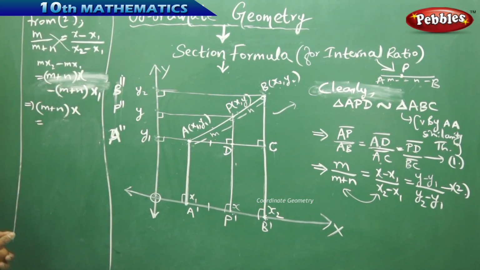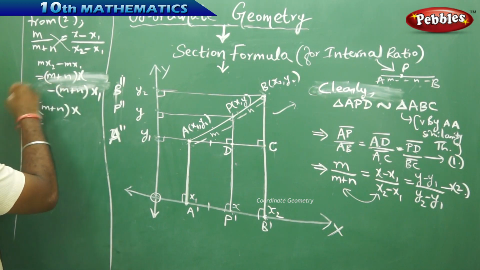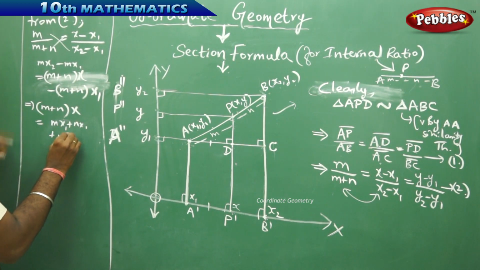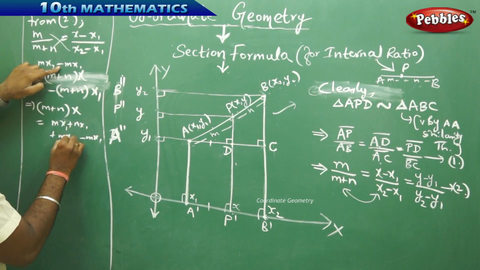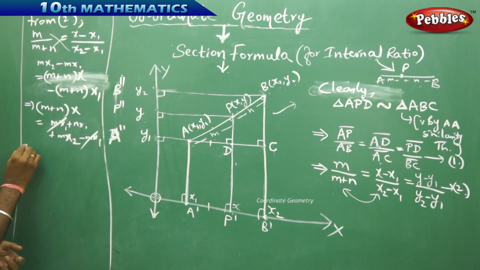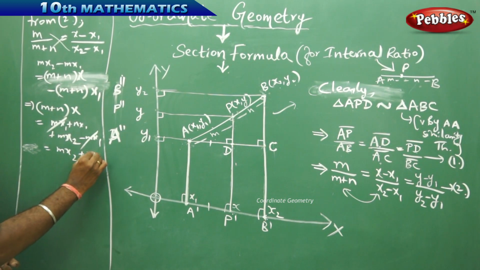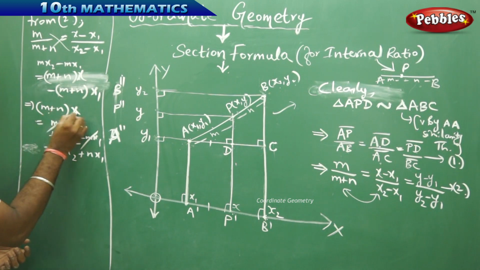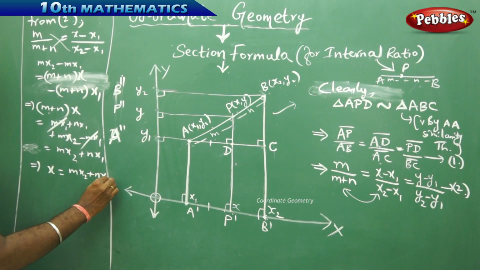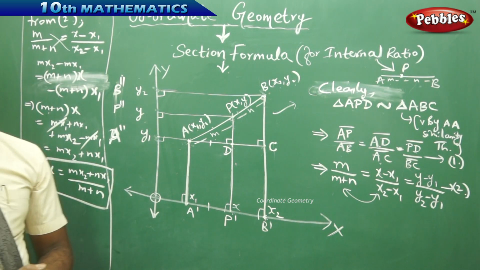Now I take m plus n into x on the left hand side, and on the remaining side I get mx1 plus nx1 plus mx2 minus mx1, which is again the same. This on simplification gets cancelled. Therefore I get mx2 plus nx1. This implies my x coordinate is mx2 plus nx1 by m plus n, which is what I get for the x coordinate.